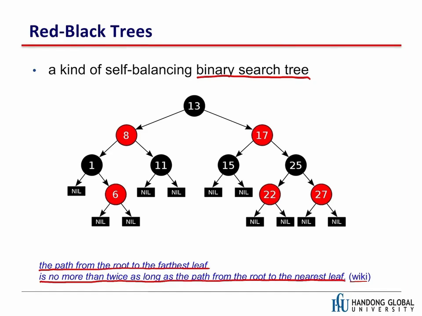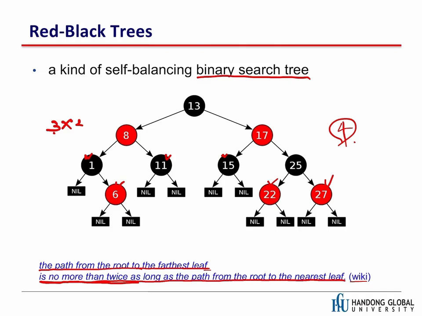So by that, I mean the nearest leaf in this figure is this one, or this one, or this one. The length of the path is actually 3. And the farthest leaf is this one, or this one, or this one, and the length of the path is 4. So 3 times 2 is 6, and 4 is smaller than 6. So the path to the farthest leaf is no more than twice. That's what Wikipedia says.